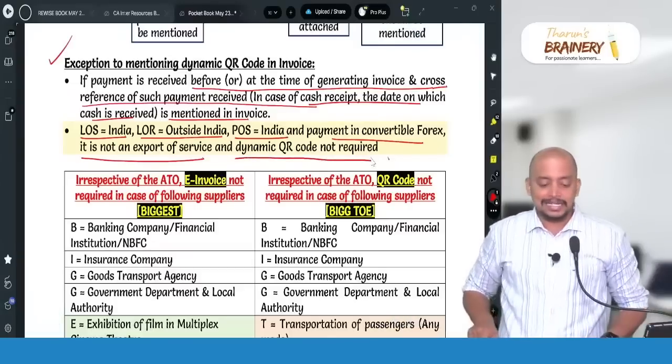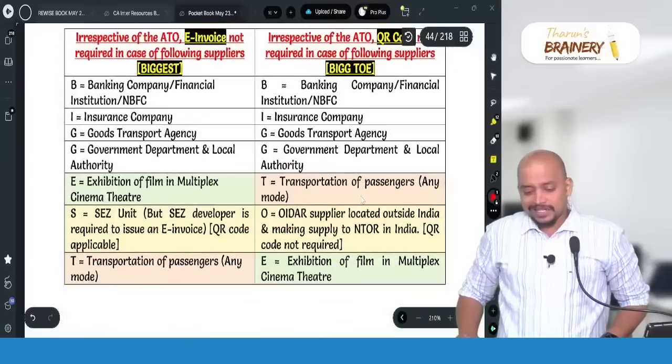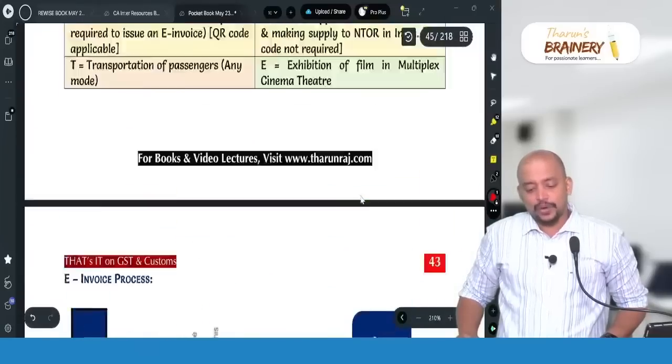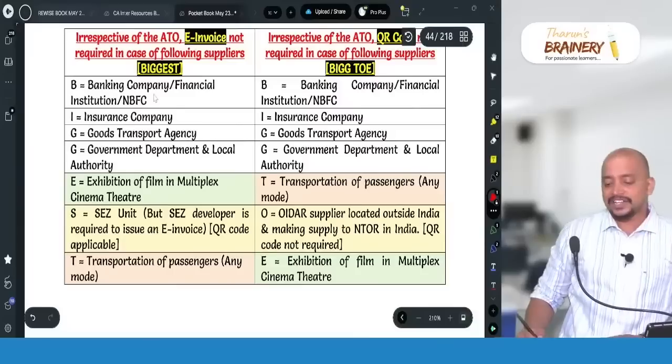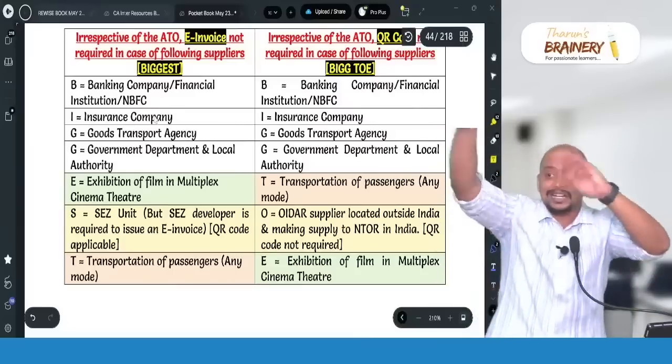Okay. Then next, there are a few cases where e-invoice and dynamic QR code in the invoice are not required. What are they? E-invoice is not required in case of BIGGEST. Don't write BIGGEST; write the answer there.